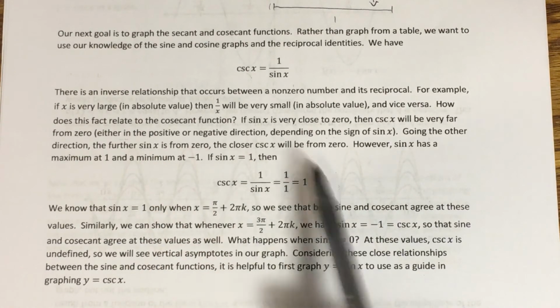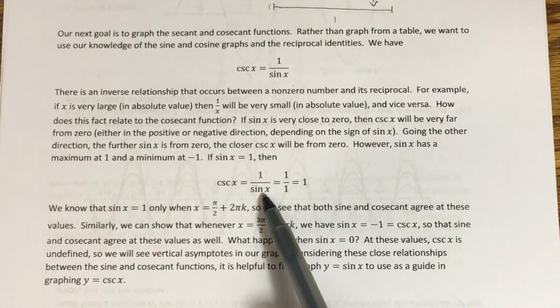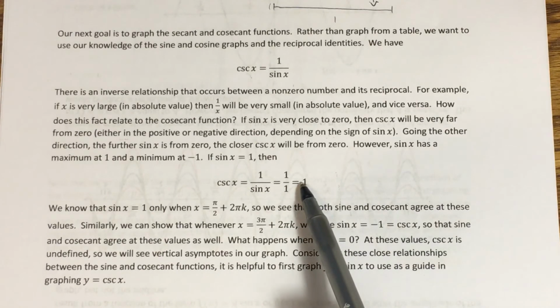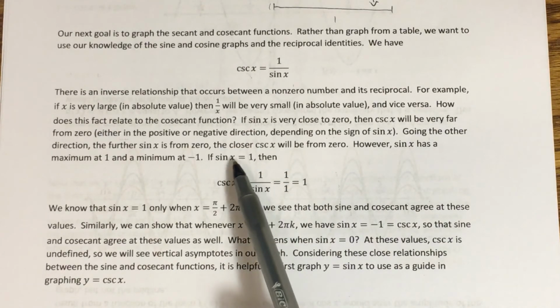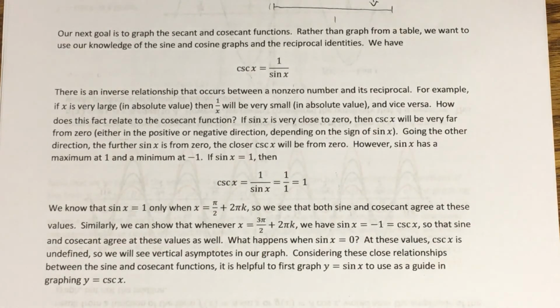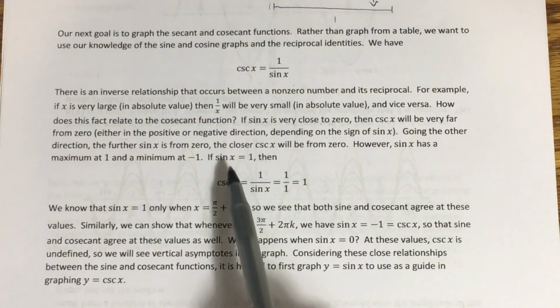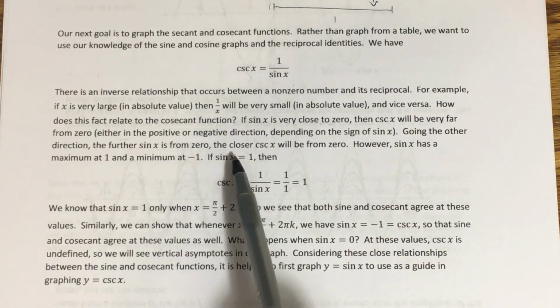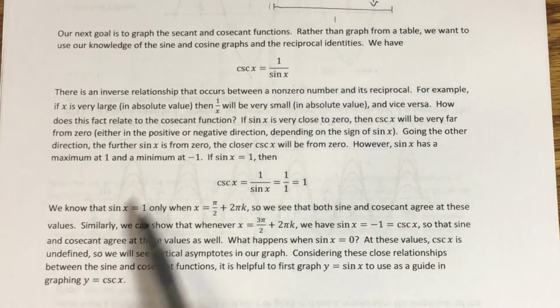Well, cosecant of x is the same thing as 1 over sine of x. And if sine of x is equal to 1, then this is equal to 1 over 1, which is just 1. So in other words, if sine of x is equal to 1 for some value x, cosecant of x will also equal 1. And so what that means is that the graph of sine and cosecant will share some points in common, anywhere each of them are both equal to 1.